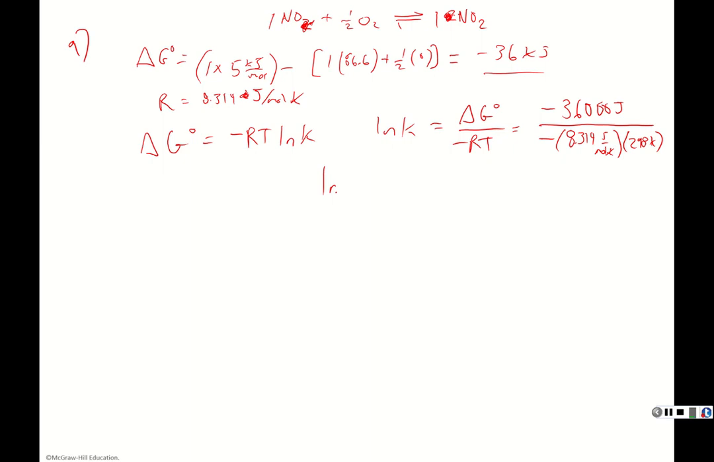So then we get ln of K is 14.53. And to get rid of that, we would have to do e to the 14.53 power, which is something like 2 million, 2 times 10 to the 6. So that's a very large value.